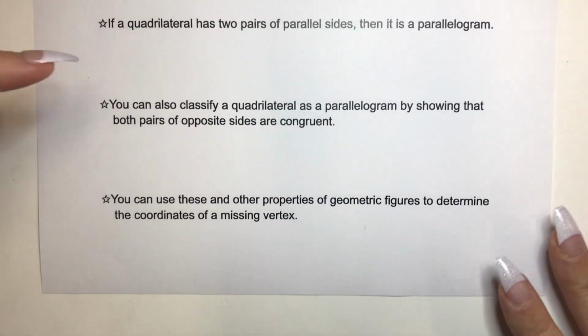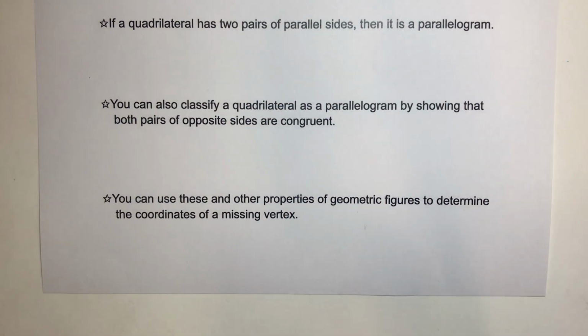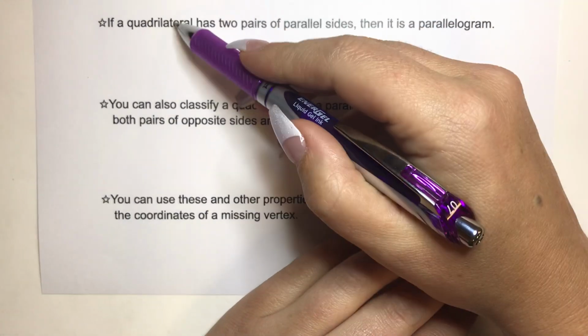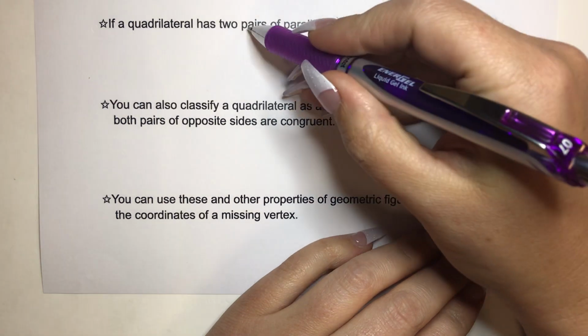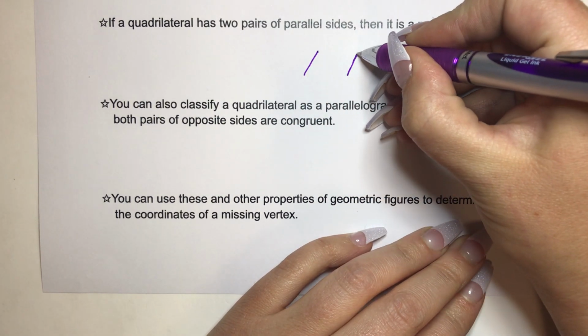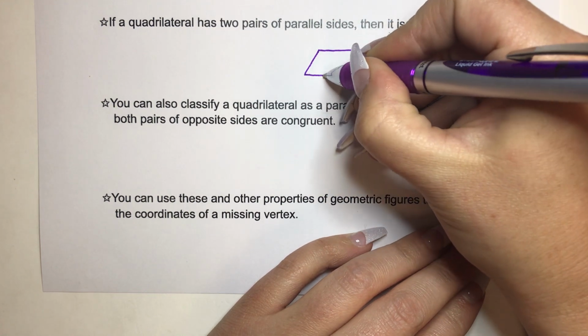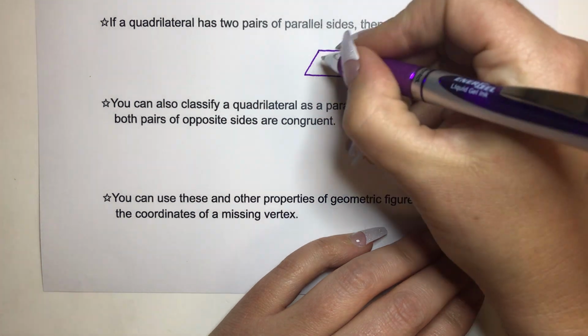So if a quadrilateral has two pairs of parallel sides, then it is a parallelogram. So a quadrilateral, that's a four-sided figure, and if it has two pairs of parallel sides, so here and here, that would be parallel, and then here and here would also be parallel. That would be called a parallelogram.